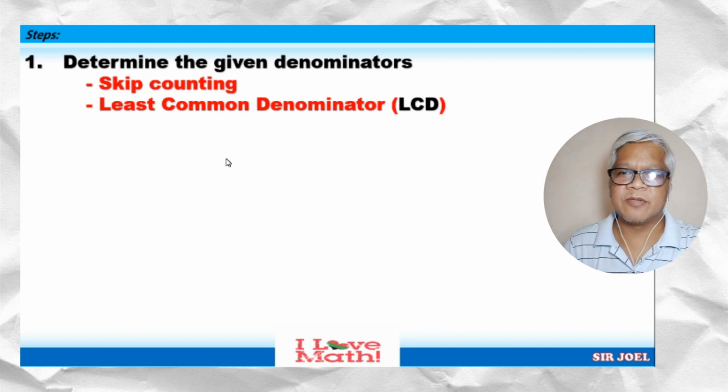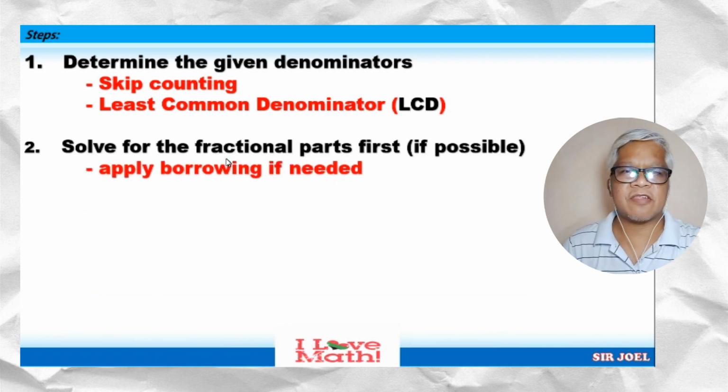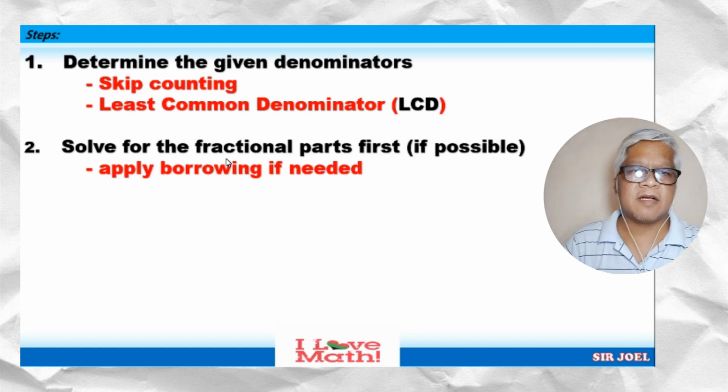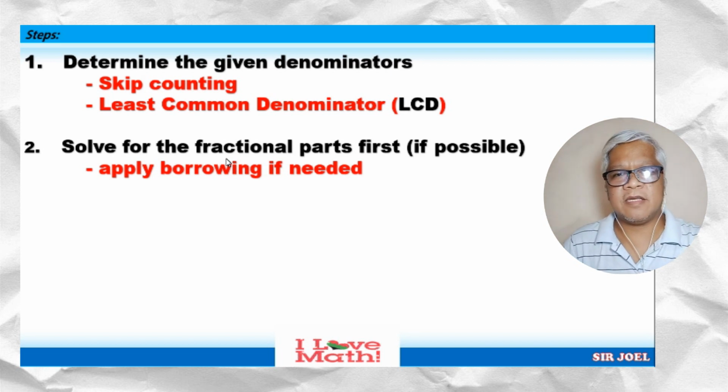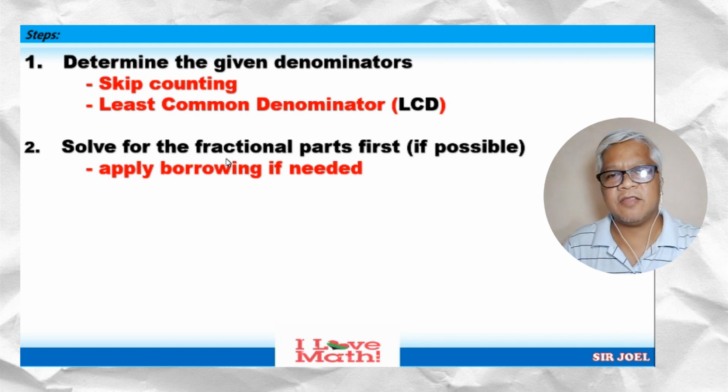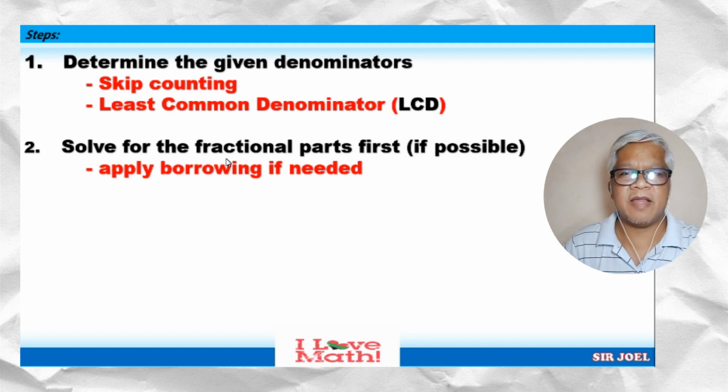Ayos? Number 2, solve for the fractional parts first. Yun ay if possible. Anong ibig sabihin ng if possible? Kasi may case na pag sinolve yung fractional parts, pwede nating hindi masolve kaagad-agad. That's why may nakalagay dito na apply borrowing if needed. Diba, nagbaborrow tayo ng isa or ng 1 doon sa given whole number.